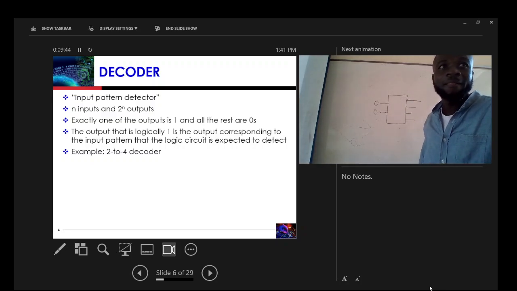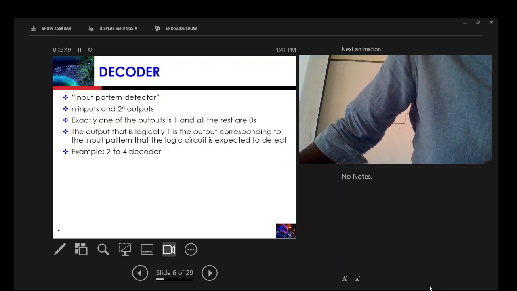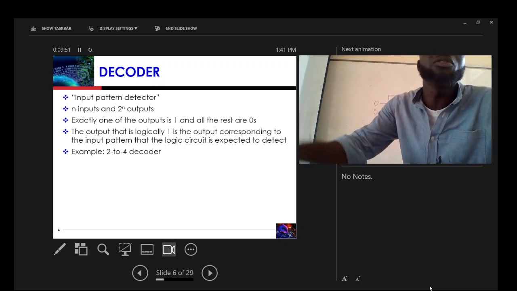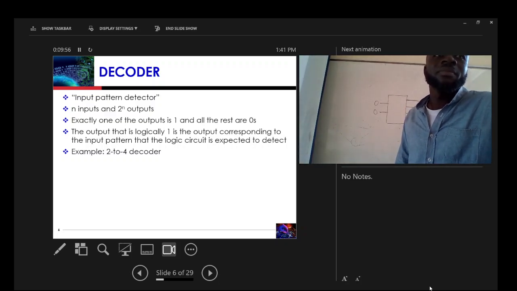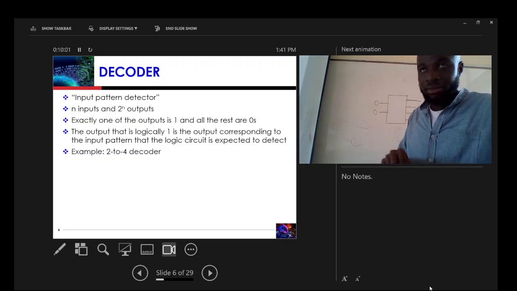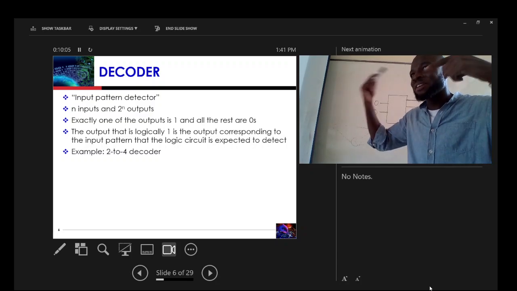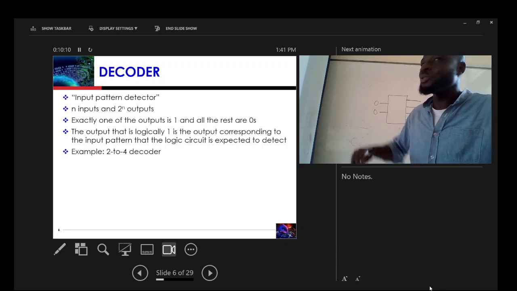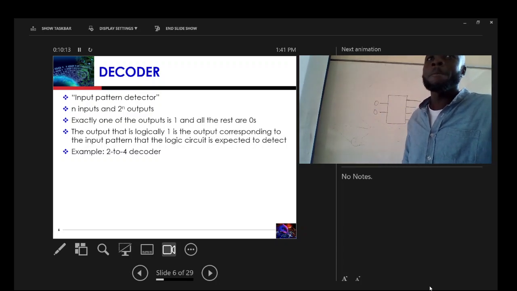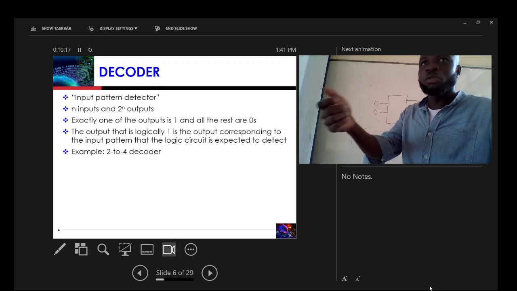Are you clear? Only one can be on. So it means that you have selected one. Based on the input, you select only one of them. So it's an input pattern detector here. Have you seen how it works? Are you envisioning, like I said, your DSTV? You have so many channels, probably hundreds of them, but you can only watch one. So based on the inputs you press, you have a selection.